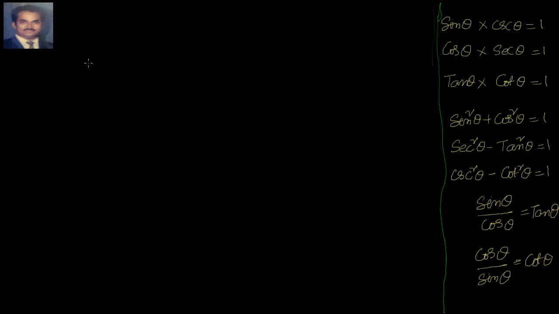This says secant theta plus tan theta is equal to P. Show that sin theta is equal to P square minus 1 divided by P square plus 1.